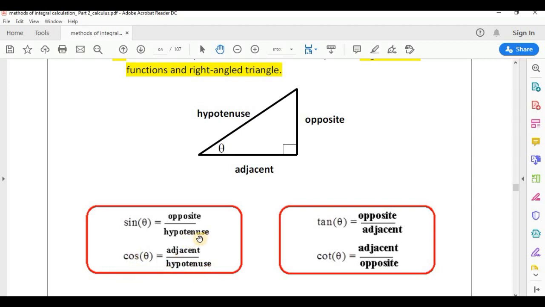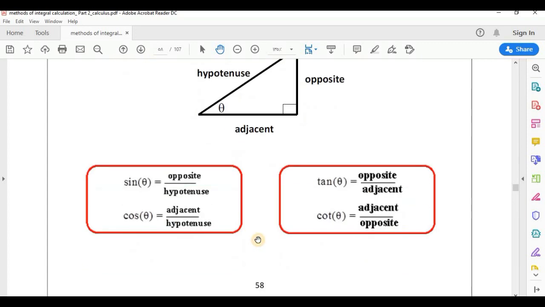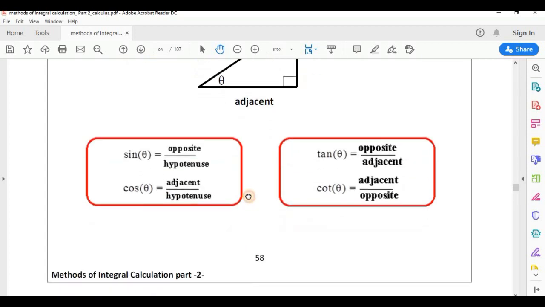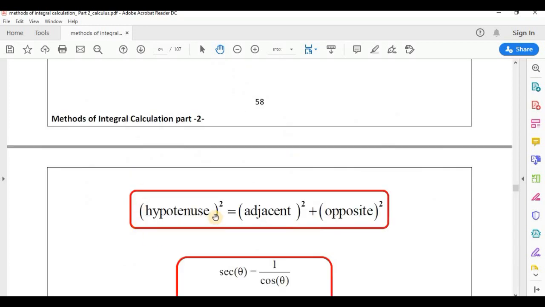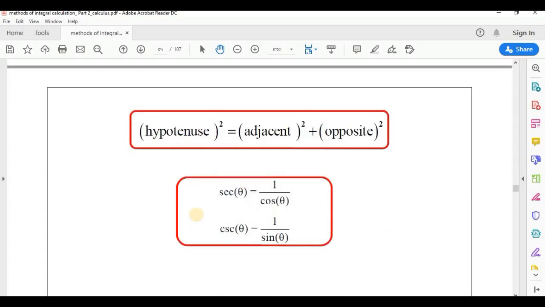For sine and cosine, notice that we have the hypotenuse in the denominator. For tan and cotan, tan theta will be equal to opposite divided by adjacent, and cotan theta will be equal to adjacent divided by opposite. You should memorize these two, it is really important. It will help us to solve the integral in terms of x. Also, hypotenuse square will be equal to adjacent square plus opposite square. This is also important. Sec theta will be equal to 1 over cosine theta, and cosec theta will be equal to 1 over sine theta.